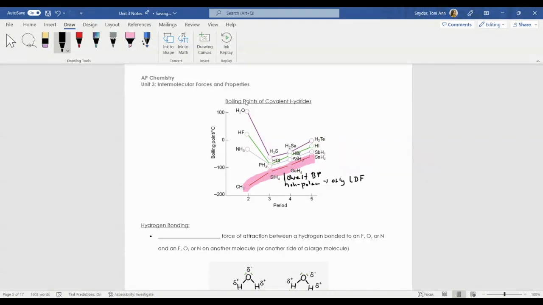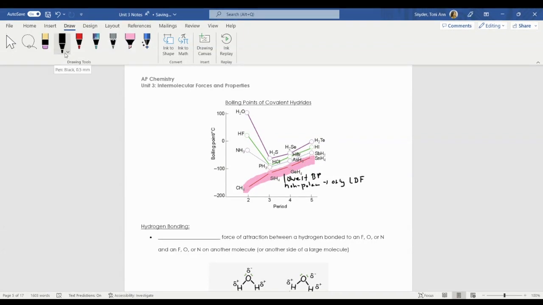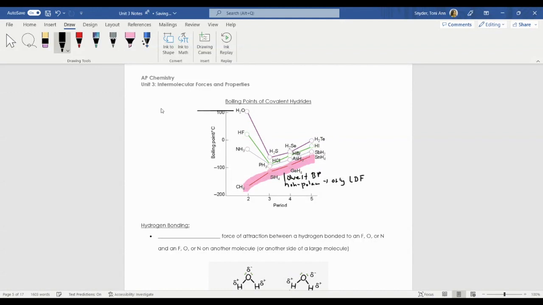So notice, holy moly, right? Water has by far the highest boiling point of any other covalent hydride. And I know some of you that have taken AP Bio before, and some of you that have taken Chem 2, you might remember what's so special about water. Water has the ability to hydrogen bond, which is our next type of intermolecular force. And all three of these actually experience hydrogen bonds. Hydrogen bonds are the strongest type of intermolecular force that are present.